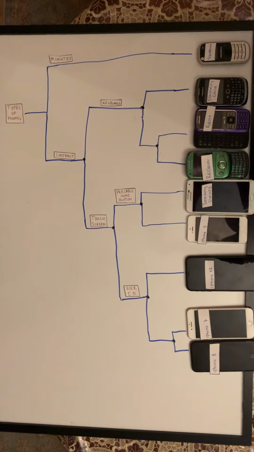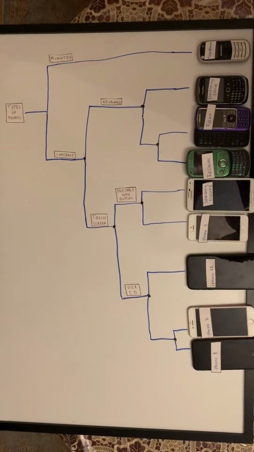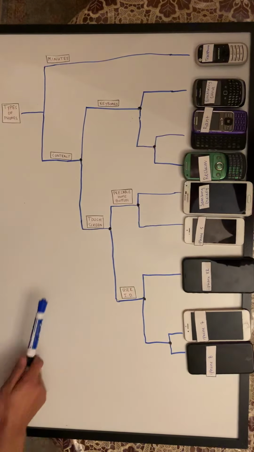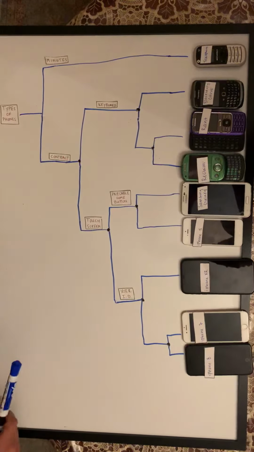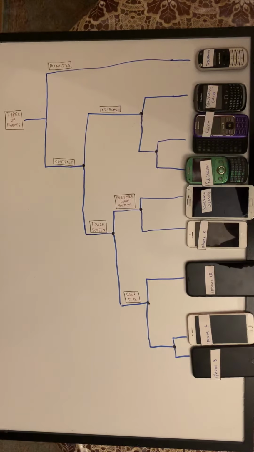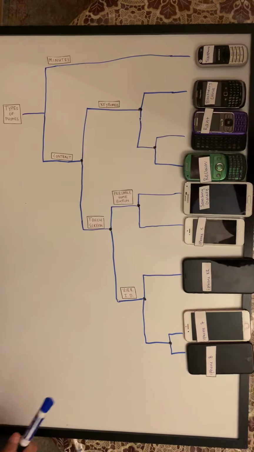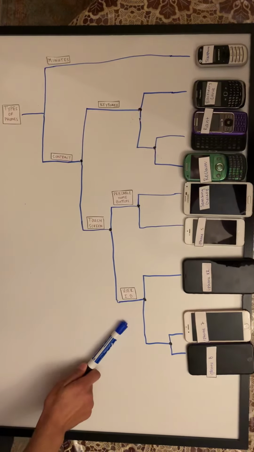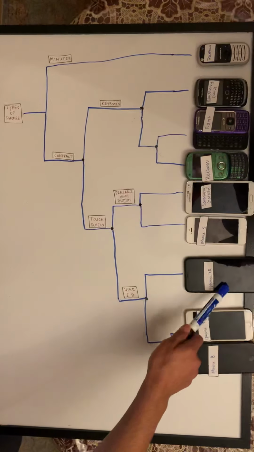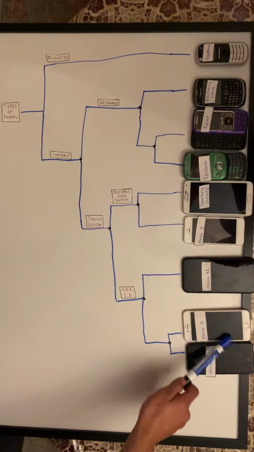From our touchscreen phones, cladogenesis separates phones that have a pressable home button from phones that have user identification right here, such as thumbprint or face recognition to unlock the phone. Finally, cladogenesis takes place here at user identification, and it forms a division between the larger iPhone XR and the iPhone 7 and 8, which are much smaller.